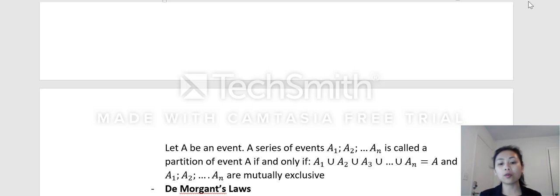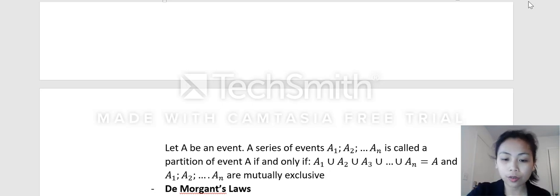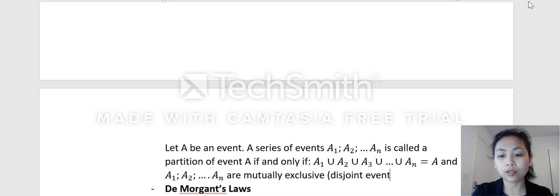By the way, another terminology to describe mutually exclusive events is disjoint events. You really need to know all of the terminologies, because on the exam sometimes it says A and B are mutually exclusive. Sometimes they just say A and B are disjoint events. So you really need to get used to the terminology.